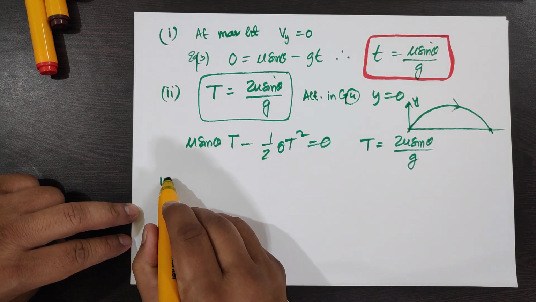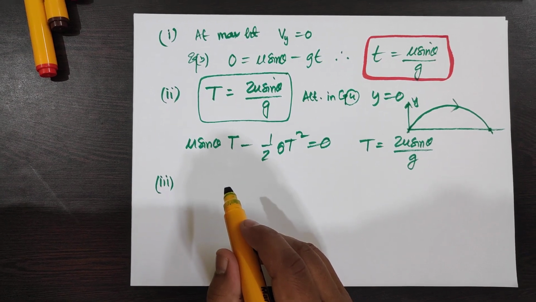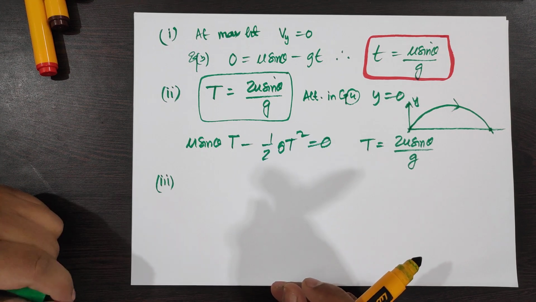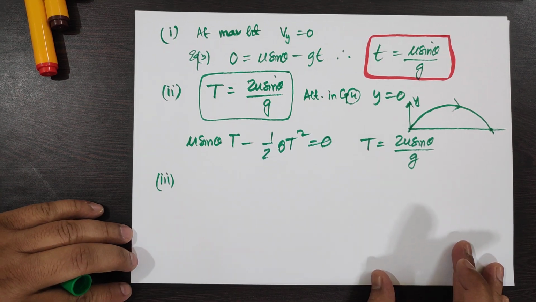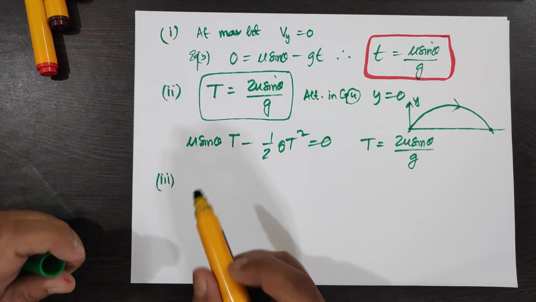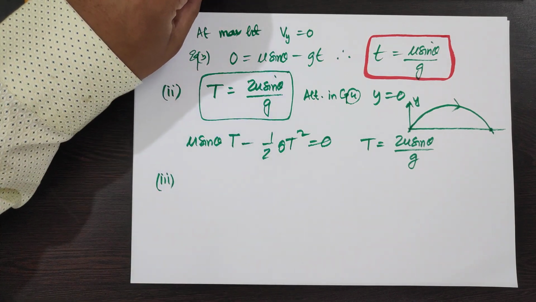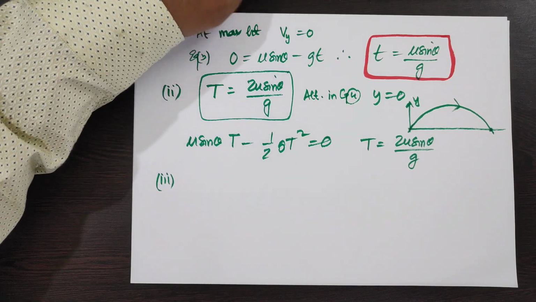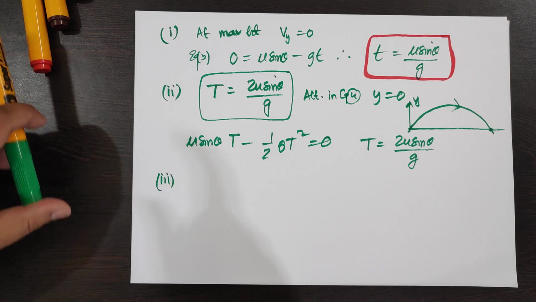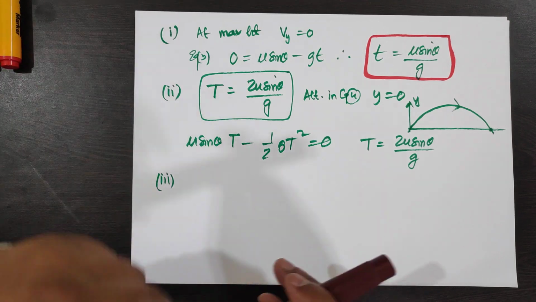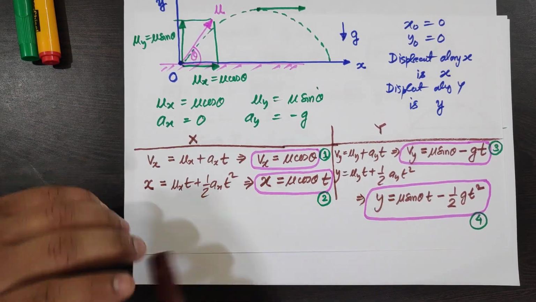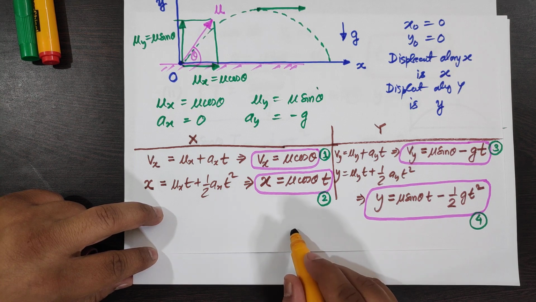Now next, part 3. You have been asked for the maximum height. For maximum height we can use an equation. We have done equations 1, 2, 3 and 4, but we can add some more equations here. That one, v square equals u square plus 2as for the y axis. So we can add this.